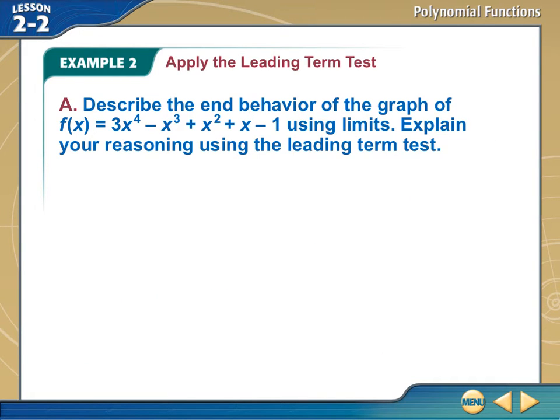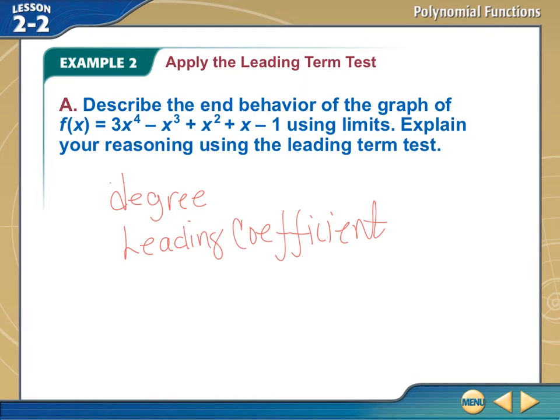So go ahead and read through this problem and see how you would determine the end behavior. So here we go. There's two things I want to look at. I want to look at the degree. So I'm looking at each one of the exponents, and I see my highest exponent is 4. So the degree here is a 4th degree. I want to look at my leading coefficient, and my leading coefficient is positive.